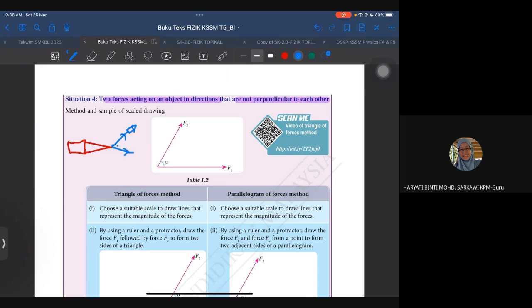Small boat. Pull big boat like that. Which direction will this boat go? Again, we need to determine the resultant force.